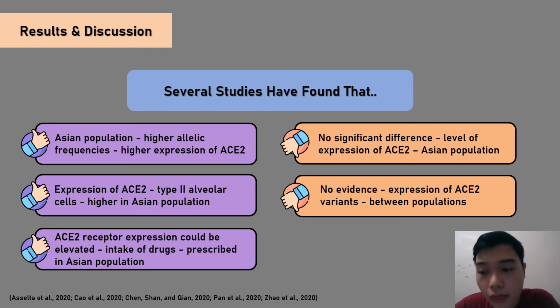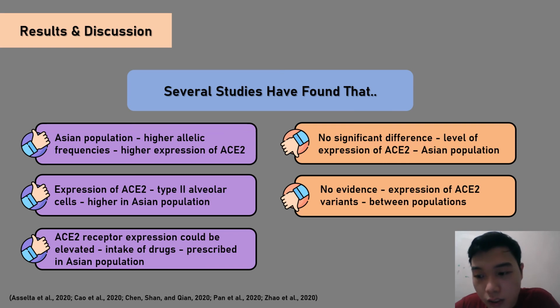Another theory proposed by Pan is that ACE2 receptor expression could be elevated in Asian population due to intake of drugs that are mostly prescribed in Asian population, for example, for the treatment of hypertension disease. On the contrary, there was no significant difference in the level of expression of ACE2 in Asians found in a study conducted by Chen, Shen, and Qian. Moreover, there was also no evidence to support that the expression of ACE2 variants differs when comparing Italian populations with Asian populations.